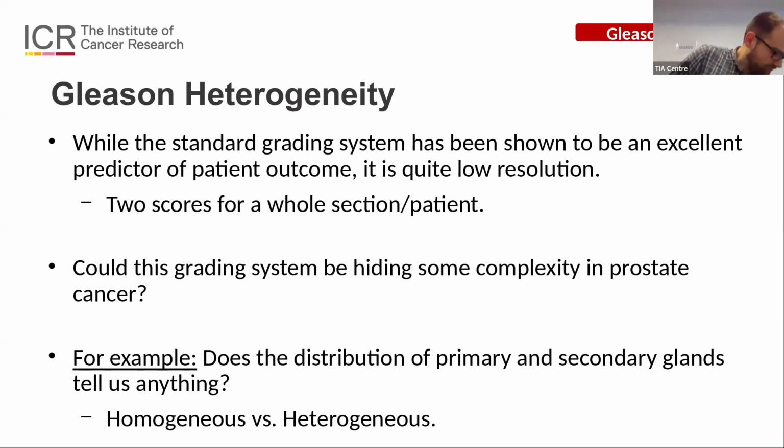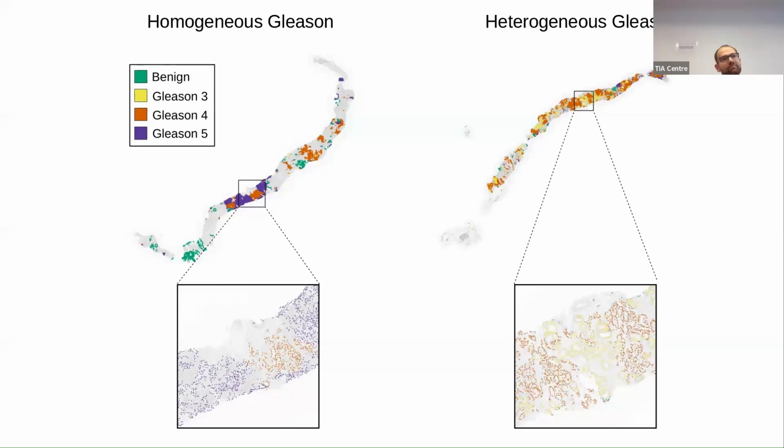But if we do have this additional information, does the distribution of primary and secondary glands tell us anything additional? Is there a difference between a homogeneous pattern and a heterogeneous pattern, as you can see here? With the 4 and the 5, there is very much a blockiness, with transitions between the two, but they are largely homogeneous areas. Whereas for the heterogeneous, there's this marbling pattern between different areas that changes quite a lot. And so the question is, is there a difference there?